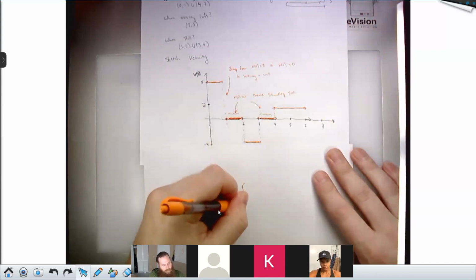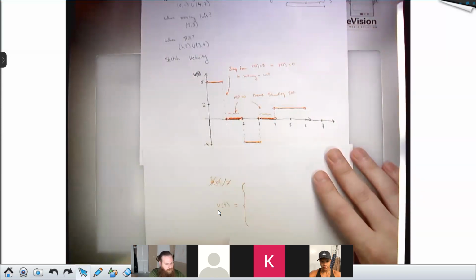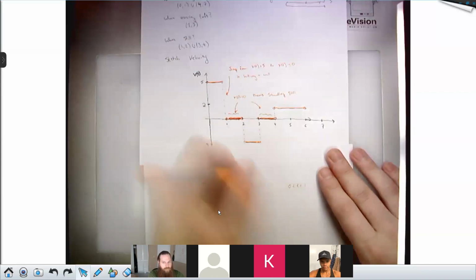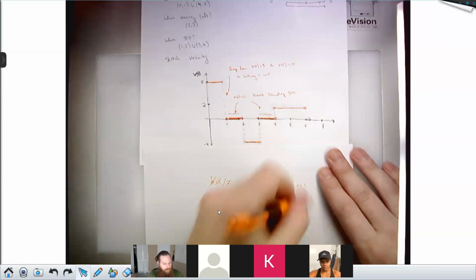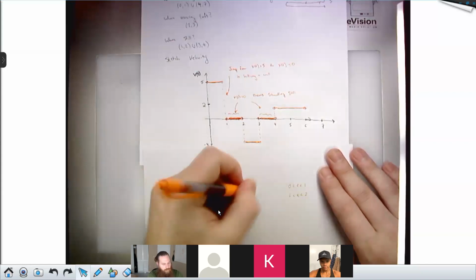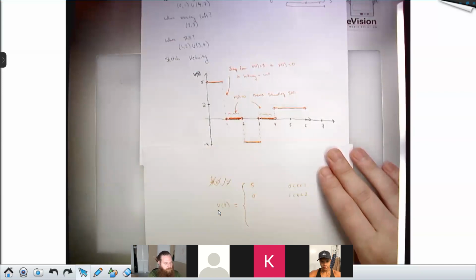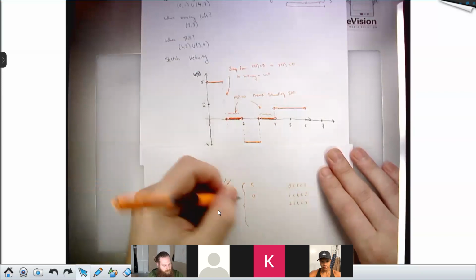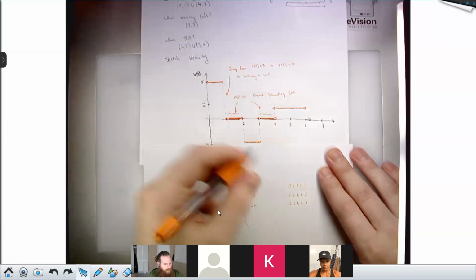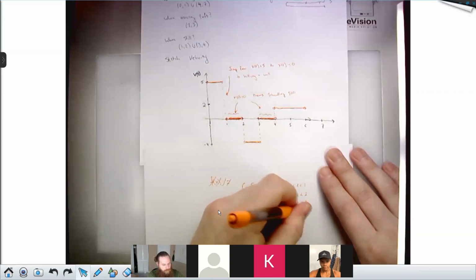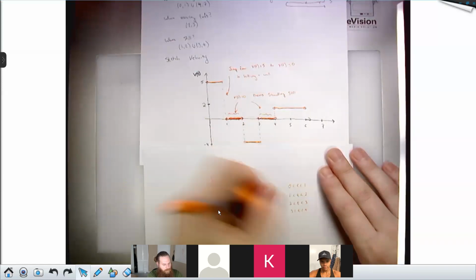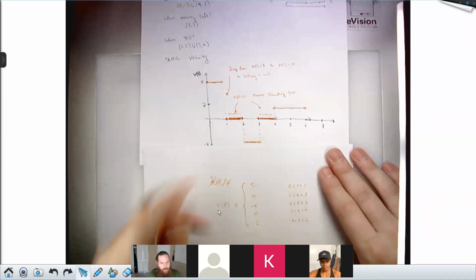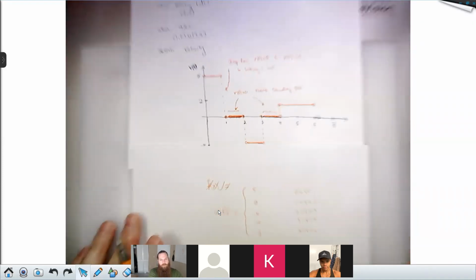v of t has several different behaviors. If 0 is less than t is less than 1, then v of t is equal to the constant function 5. If 1 is less than t is less than 2, then v of t is equal to the constant function 0. If 2 is less than t is less than 3, then v of t is equal to the constant function -4. And then again, if t is between 3 and 4, we're equal to 0. And if t is between 4 and 6, we're equal to +2. So mathematically, the gaps are just jump discontinuities.